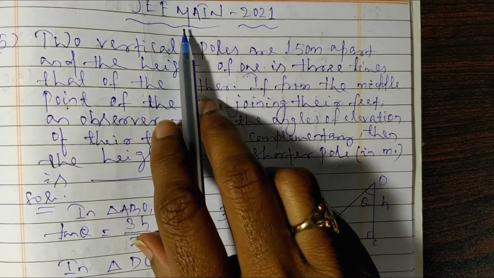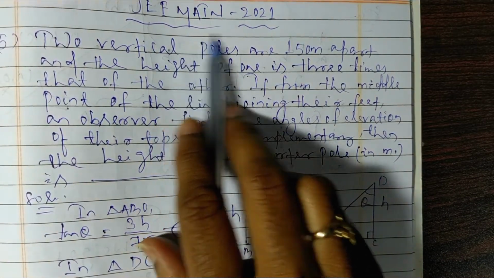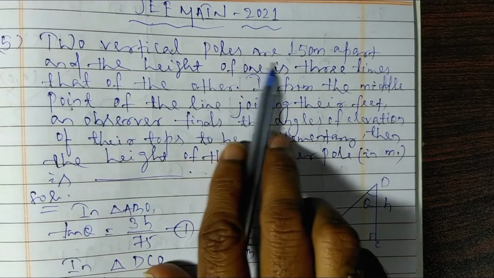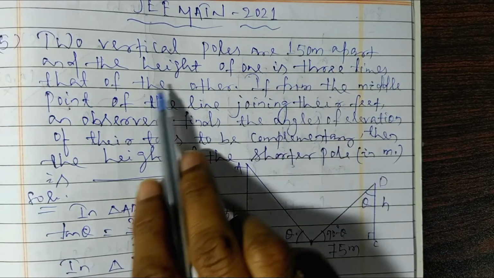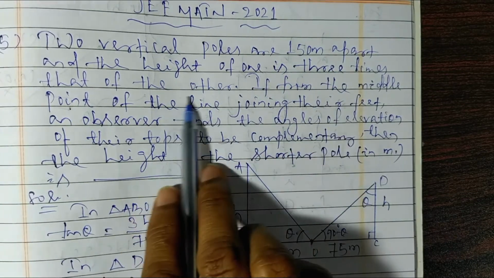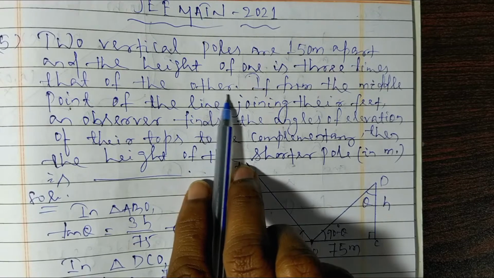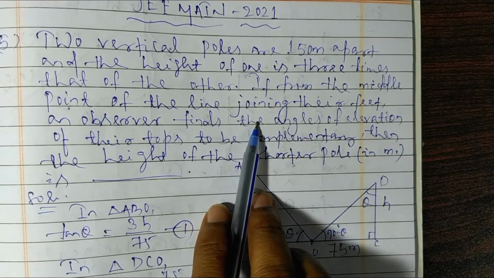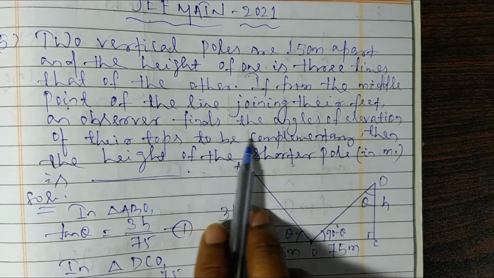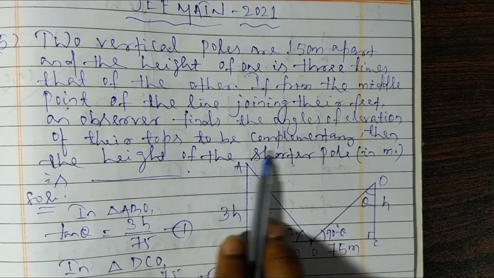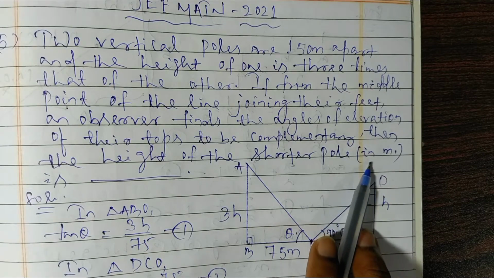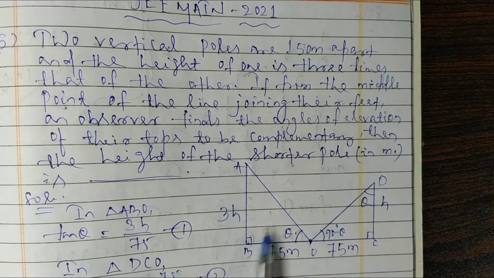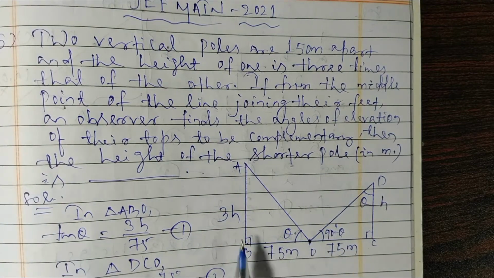Okay students, today we'll start the rest of the questions of JEE Main 2021. Question number 5. Two vertical poles are 150 meters apart and the height of one is 3 times that of the other. If from the middle point of the line joining their feet, an observer finds the angles of elevation of their tops to be complementary, then find the height of the shorter pole.